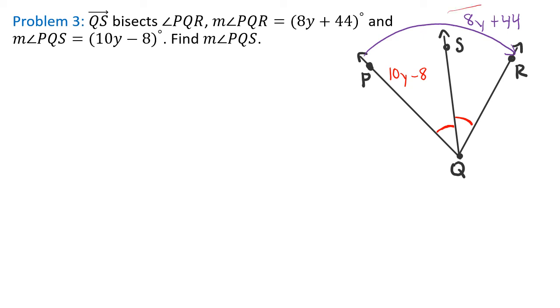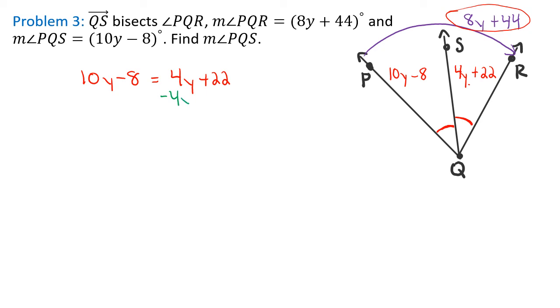That means if we know what the total angle is, 8y plus 44, if we cut that in half, we'll actually know this portion of the angle. So half of 8y is 4y, half of 44 is 22. So now I can go ahead and set those two expressions equal to each other, and we can solve it.